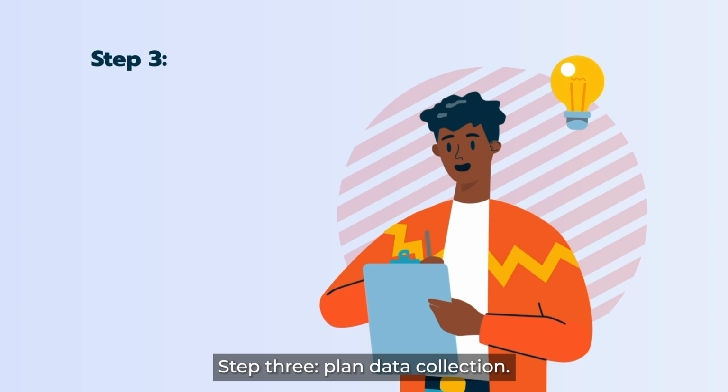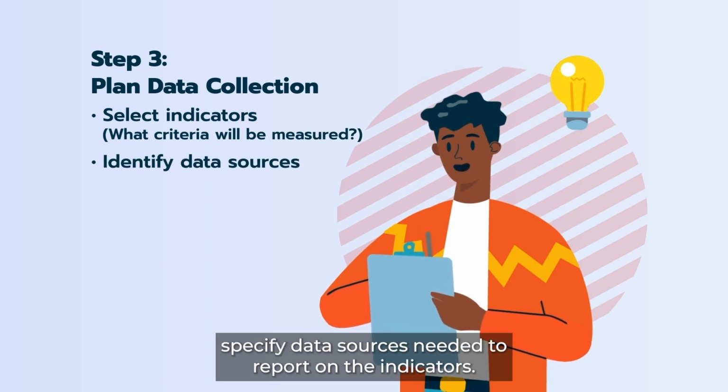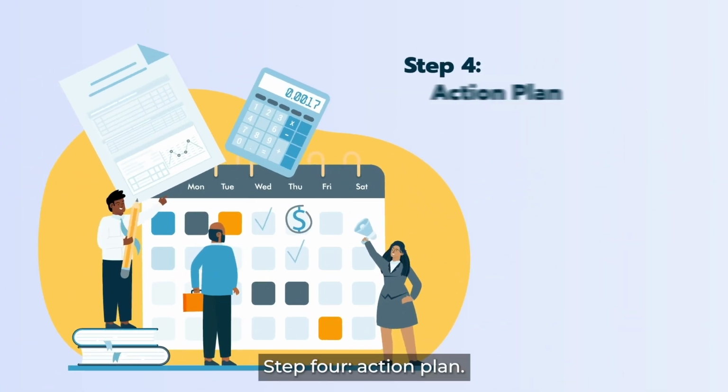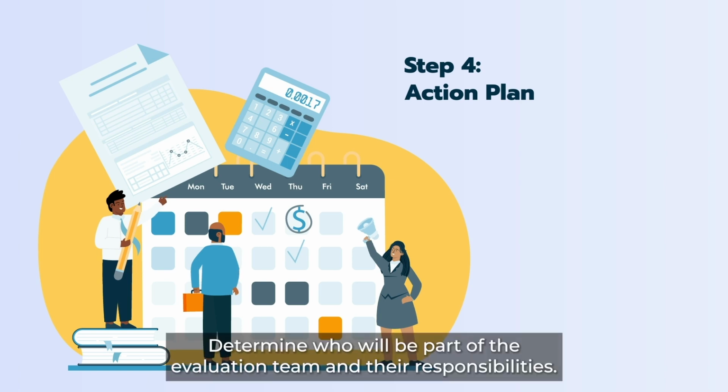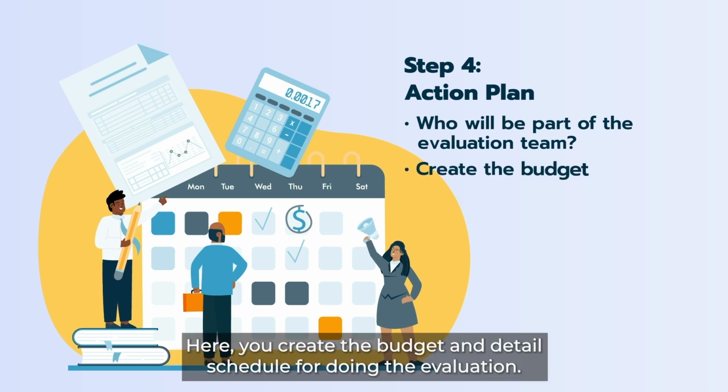Step 3. Plan data collection. Select indicators for each area of the work and specify data sources needed to report on the indicators. Step 4. Action plan. Determine who will be part of the evaluation team and their responsibilities. Here, you create the budget and detailed schedule for doing the evaluation.